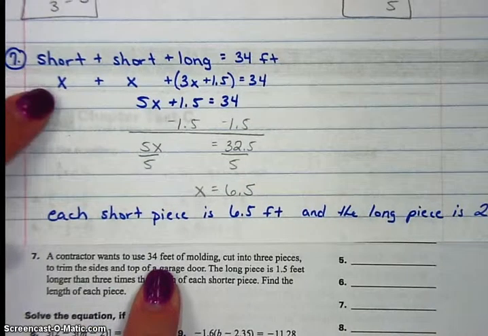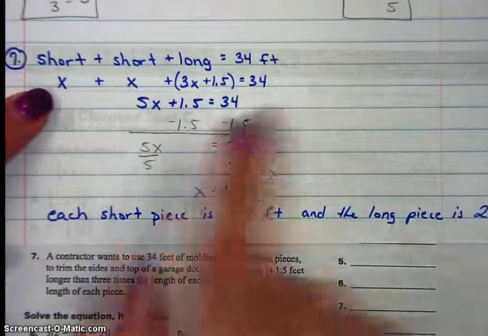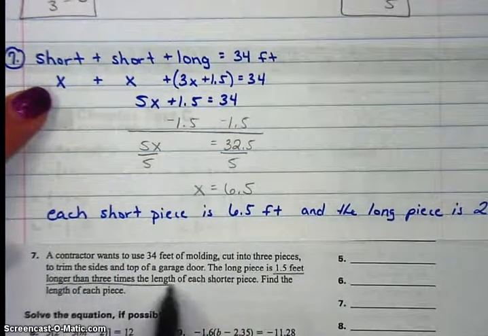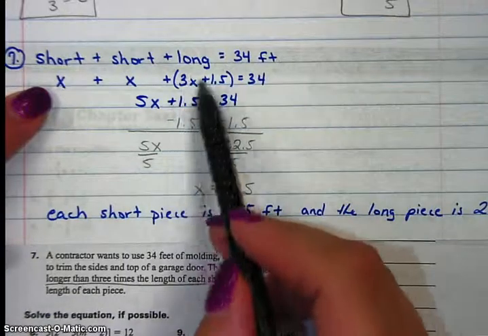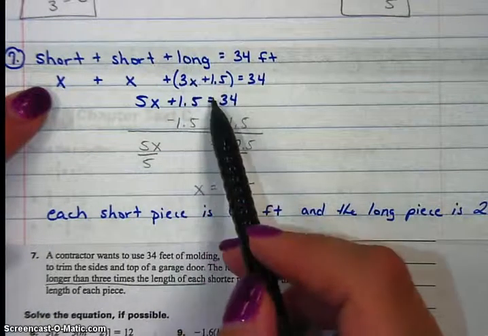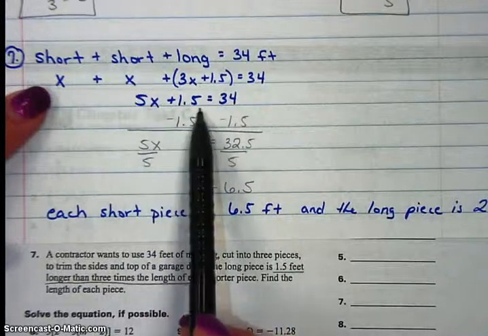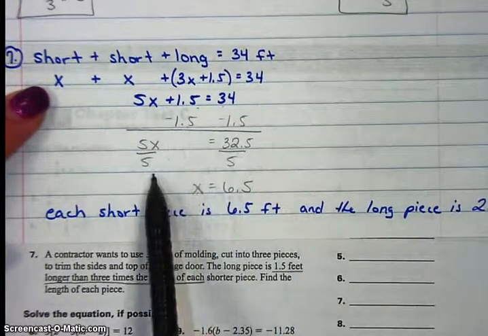I'm letting x be the short pieces, so they're the same length, so x and x. The long piece, it says, is 1.5 feet longer than 3 times the length of the short pieces. So 3 times x plus 1.5 represents the long piece. So when I combine like terms, I get 5x plus 1.5 equals 34. Then subtract 1.5 and divide by 5.